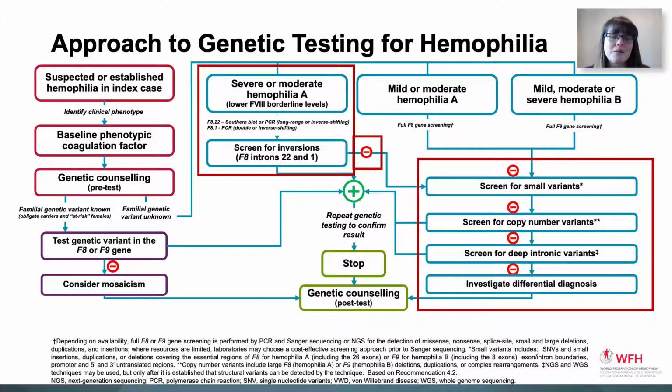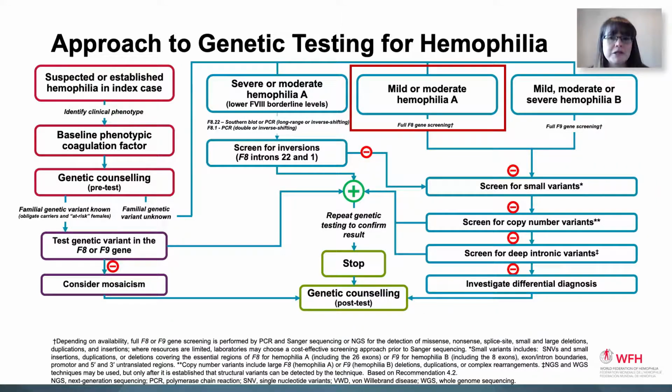And we could predict that there would be a deep intronic variant within factor VIII that might be causing their disease phenotype. And using some methodologies, we are able to detect deep intronic variants, for example, massive parallel sequencing or whole genome sequencing. But these techniques aren't available in all situations. So this is for the group for the severe haemophilia A patients.